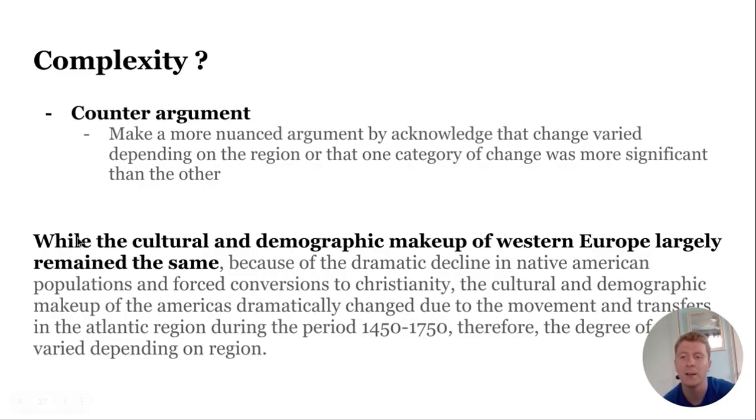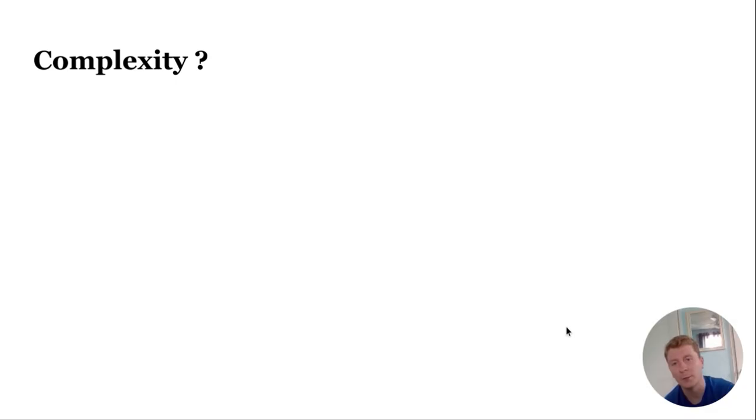So now I'm going to add this counterpoint. "While the cultural and demographic makeup of Western Europe, specifically identifying that region, largely remained the same, because of the dramatic decline and forced conversions, the cultural and demographic makeup of the Americas, pointing that out, dramatically changed due to the movement and transfers in the Atlantic region during the period 1450 to 1750. Therefore," and this is kind of my final claim here, "therefore the degree of change varied depending on the region." Just reading that, you can tell that's definitely more complex than what we've seen here.